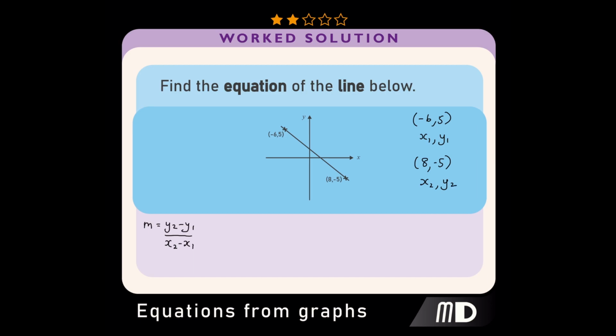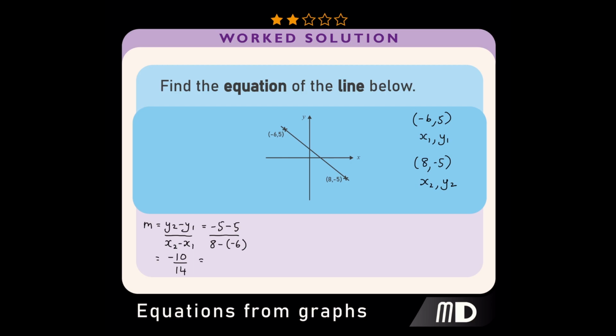So now y2 is -5. Take away y1, which is a +5. And I'm going to divide that by x2, which is 8. Take away x1, which is -6. If I tidy that up, -5 take away 5 is -10. And 8 take away -6 is 14.